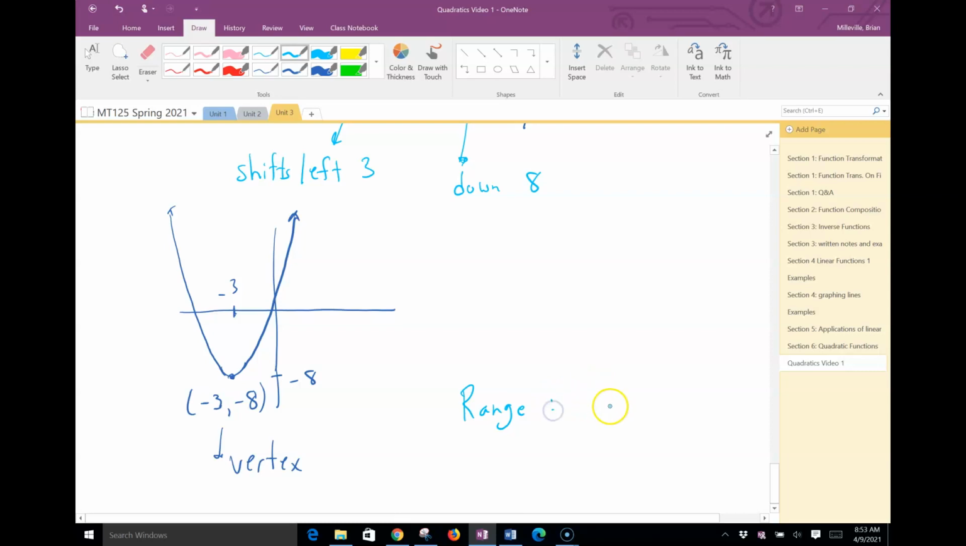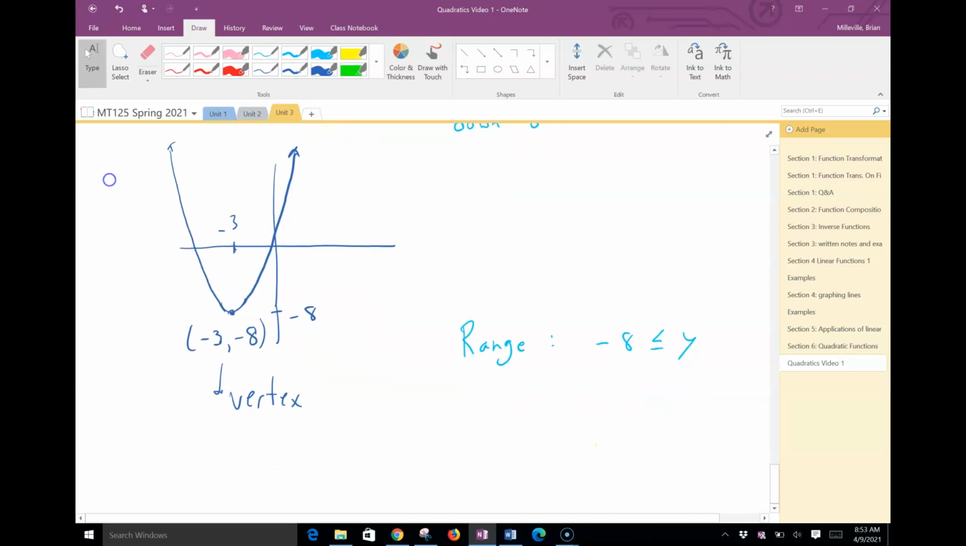So the range we would think about in terms of interval notation or inequality notation, saying that the y's are always greater than or equal to negative 8. If we want to express that in interval notation, we could do that by negative 8 to infinity.